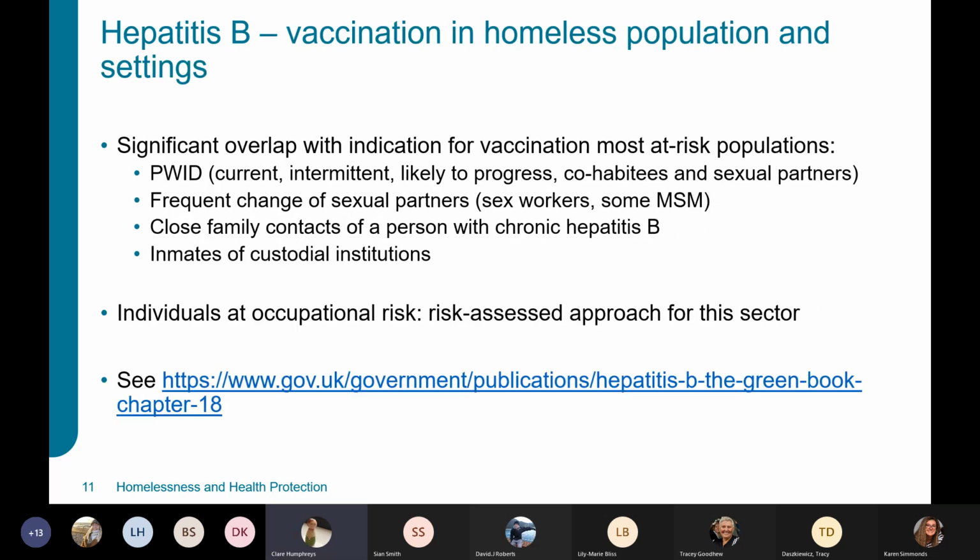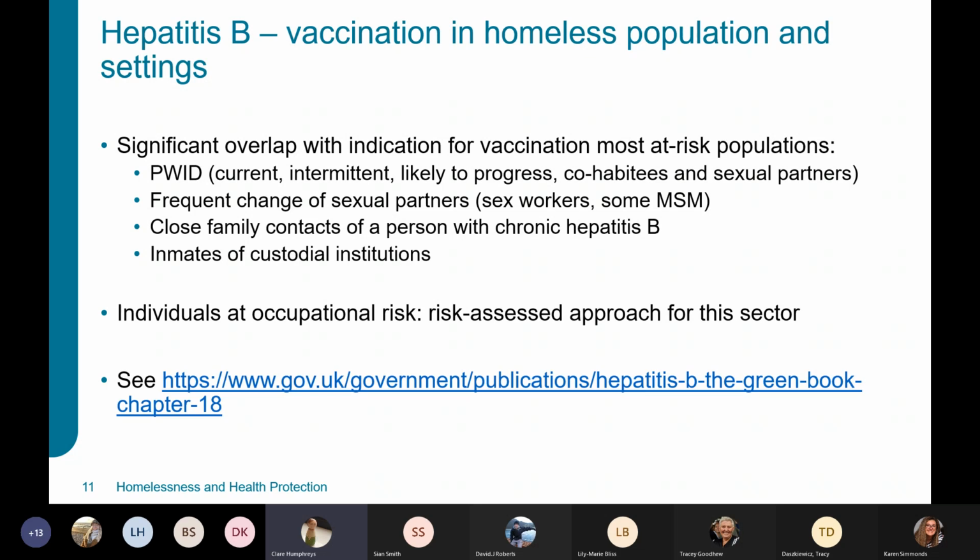In terms of vaccination, there's a large overlap in the indication for vaccination of those most at-risk populations. So NICE guidance highlights that people who inject drugs, either current or intermediate or likely to progress to injecting drugs, should be vaccinated, as well as their cohabitees and sexual partners. Those who frequently change sexual partners, such as sex workers and some men who have sex with men, close family contacts of persons with chronic Hep B, and inmates of custodial institutions.